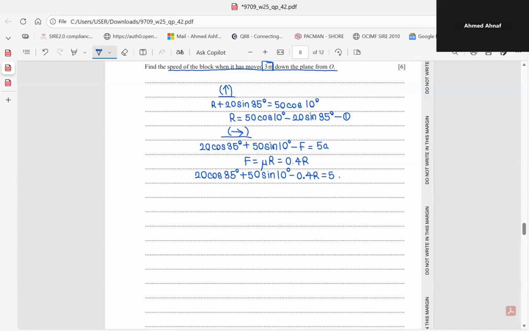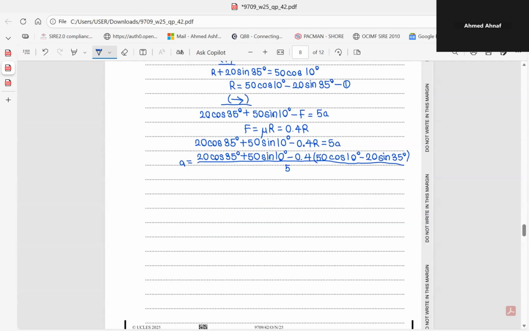I'll just leave it alone for now. Okay, now let's isolate A. A is going to be 20 cosine 35 degrees plus 50 sine 10 degrees minus 0.4, 50 cosine 10 minus 20 sine 35 degrees, over 5.